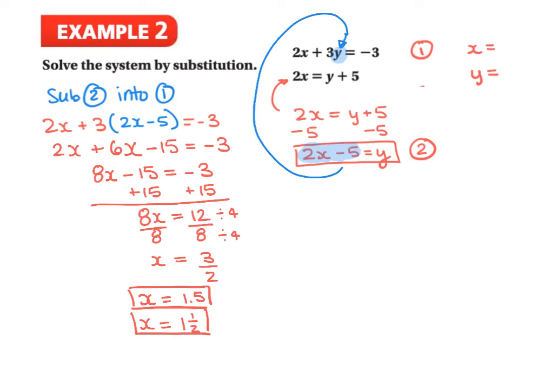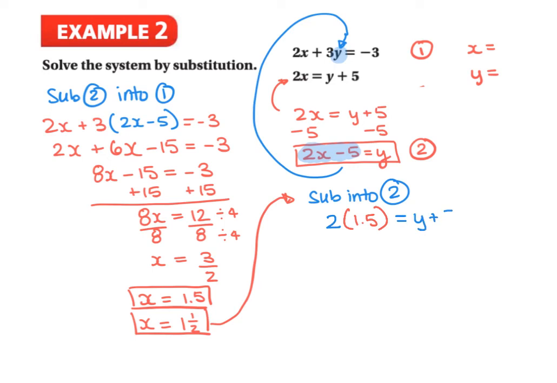So what we're going to do now is take this value that we get for x and substitute it into another equation. We could sub it into 1 or 2, it doesn't matter. Let's sub this into 2. So we get now our equation 2. I can use the original one that I had before I rearranged, that's fine. So I've got 2, and instead of x, I've got 1.5, and that's equal to y plus 5.